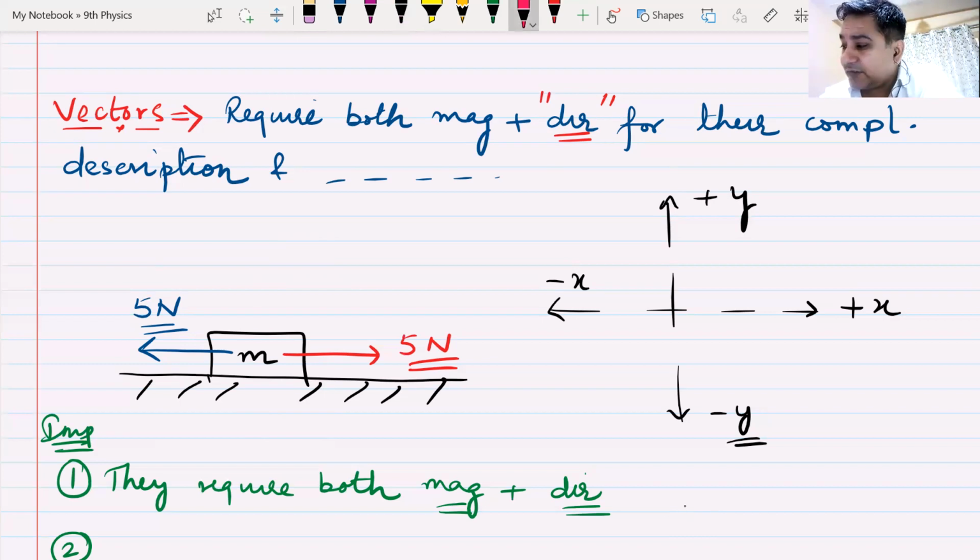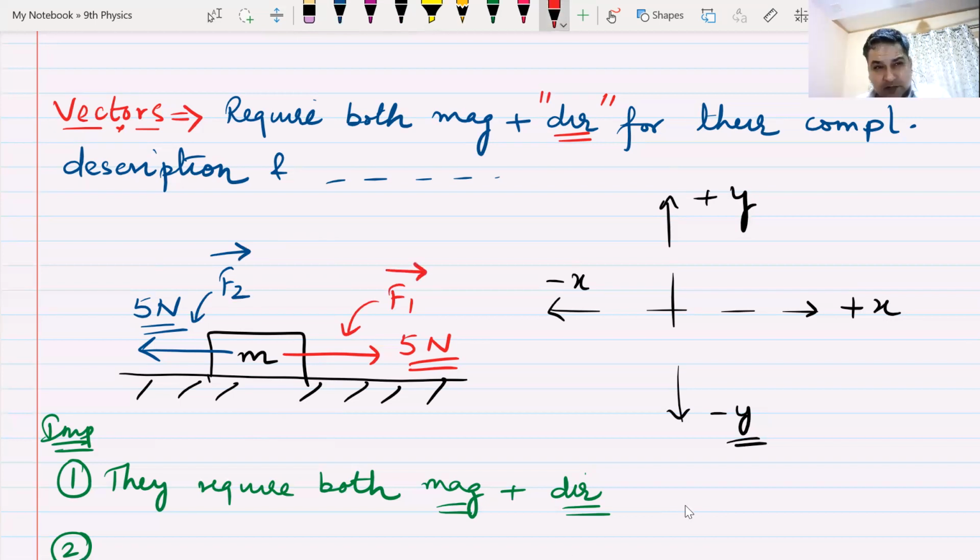I call this force F1 and this force F2. Now remember, whenever you have a vector, we denote the vector by this sign of an arrow. Do we understand the sign of vectors? This is how we define a vector. We'll come to how we define it. This sign tells us that this is a vector. So this is F1 vector and F2 vector.